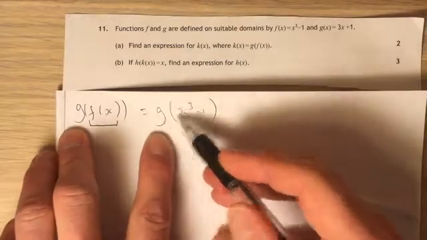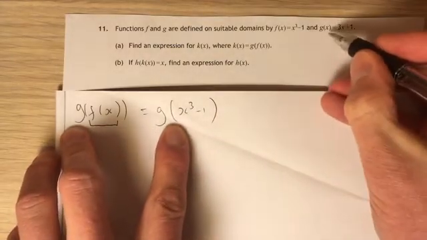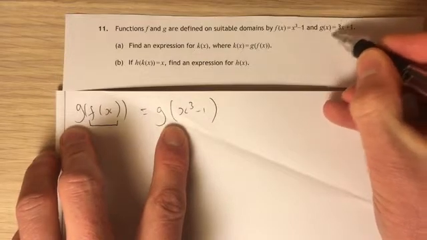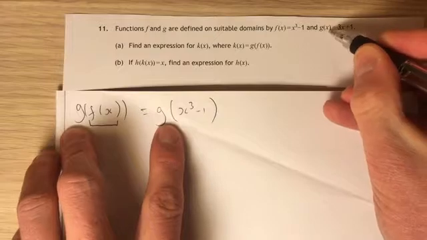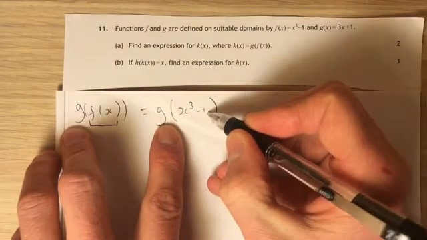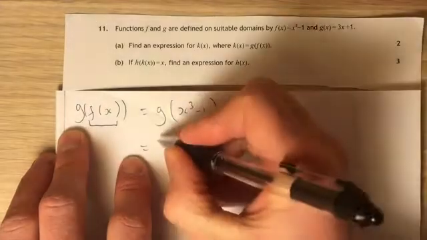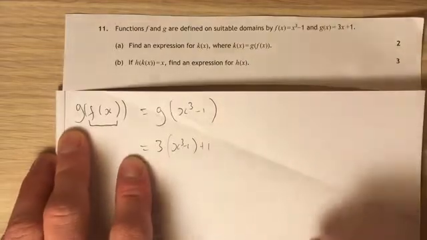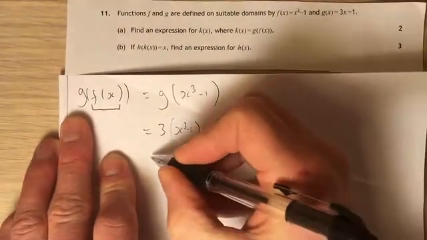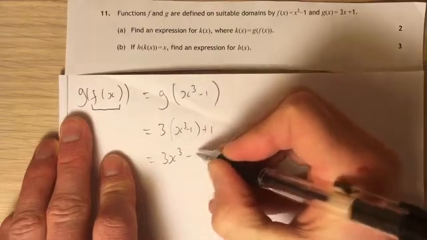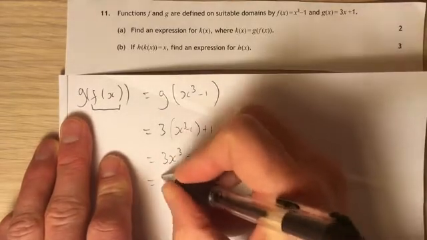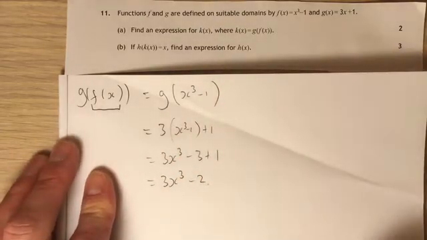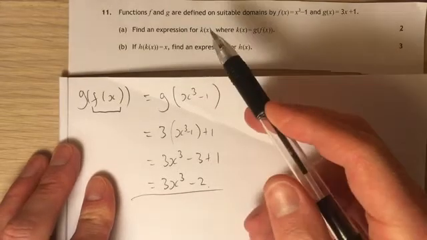And then what does g of something do? g of your input does 3 times your input, adds 1. Spot the difference between this and this: my x turned into x cubed minus 1. So that's the same thing as 3 times (x cubed minus 1) plus 1. We can simplify that, expand out the brackets. So it's 3x cubed minus 3 plus 1, in other words 3x cubed minus 2. Happy days. What did they want? They wanted it to be called k of x.